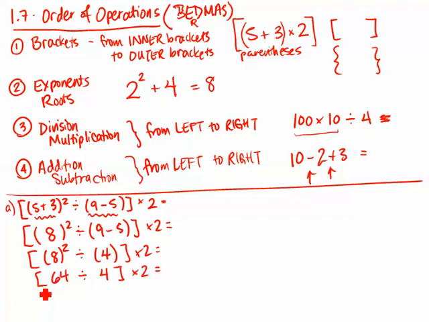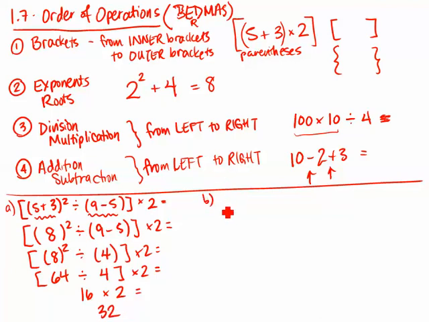Now I have this square bracket, so I work on this first before I do this multiply by 2. 64 divided by 4 is 16. It's in square brackets, but I'll skip the step, knowing that there are no other operations in it, by removing it. So 16, and then I have the times 2 left, and the answer is 32.